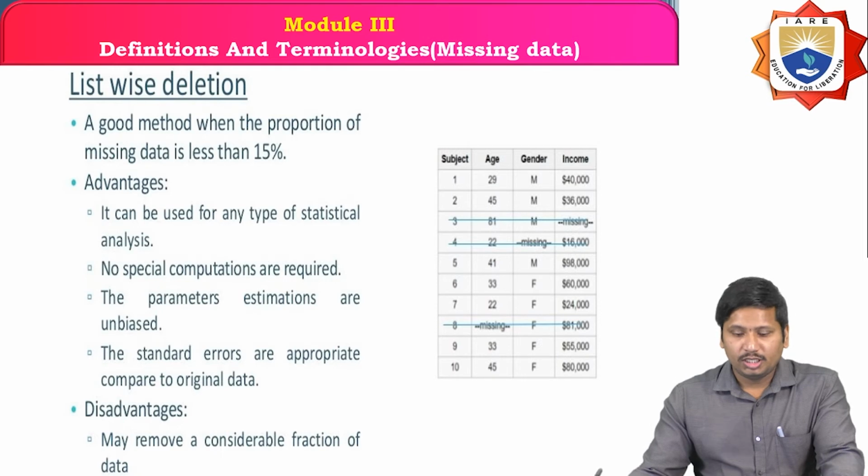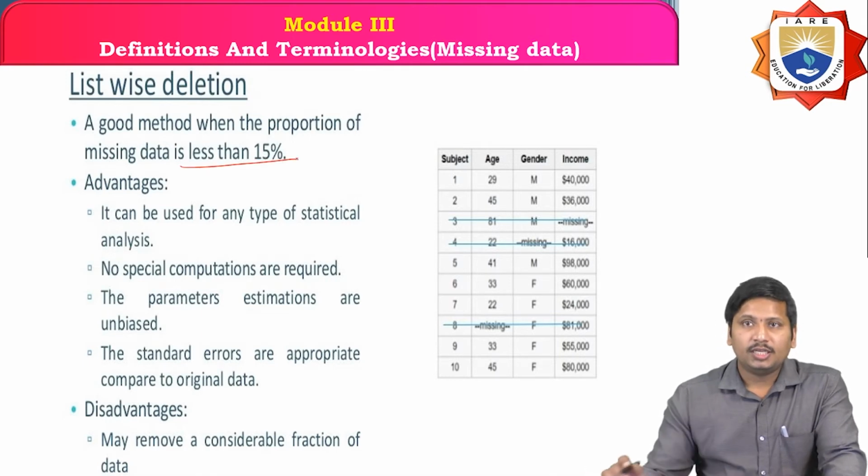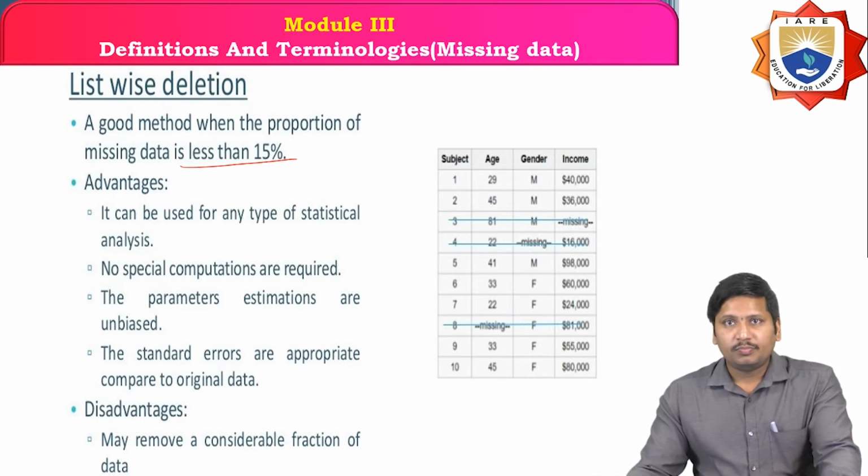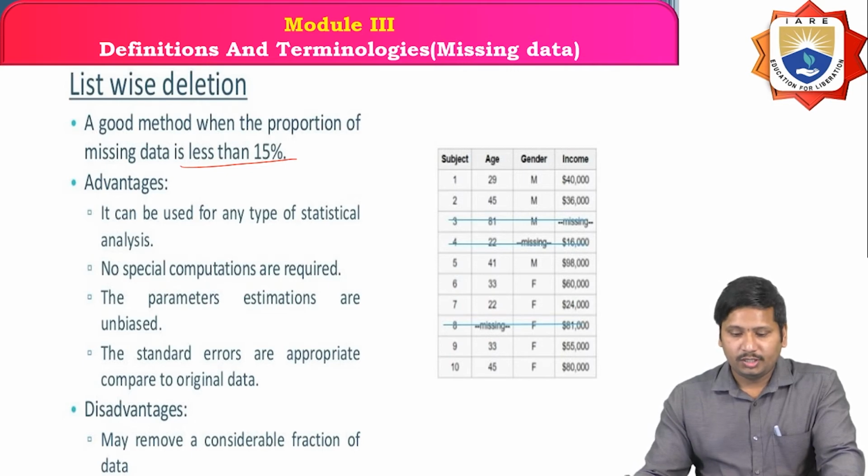So what is the list-wise deletion method? We have to explain this. List-wise deletion is a good method when the proportion of missing data is less than 15%. The advantages are that it can be used for any type of statistical analysis, no special computations are required, and the parameter estimations are unbiased and the standard errors are appropriate compared to the original data. These will be the advantages of the list-wise deletion method.